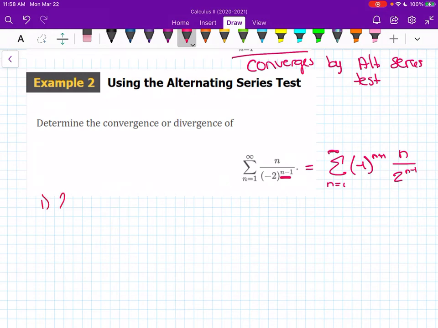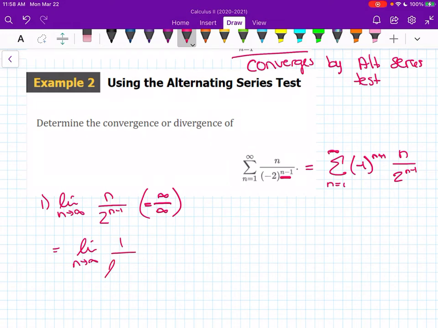Okay, so my first condition is the limit as n goes to infinity of n over 2^(n-1). That's going to be infinity over infinity, so I got to use my good old friend L'Hopital. So then I get the limit as n goes to infinity of 1 over natural log of 2 times 2^(n-1). So then that in fact does equal 0, so my first condition is met.